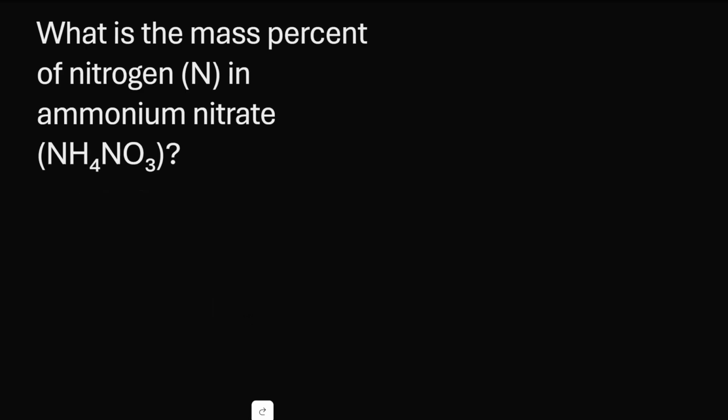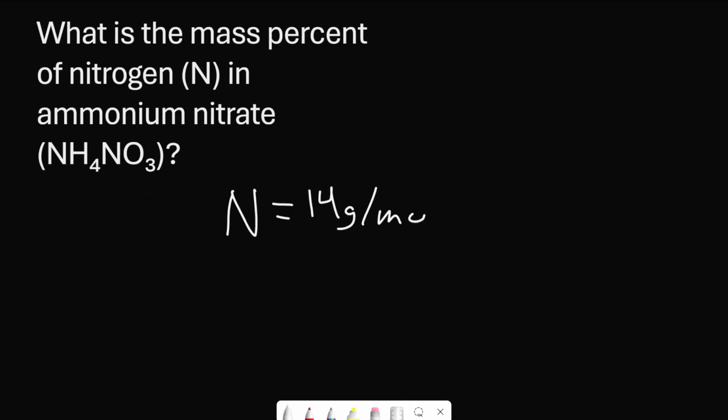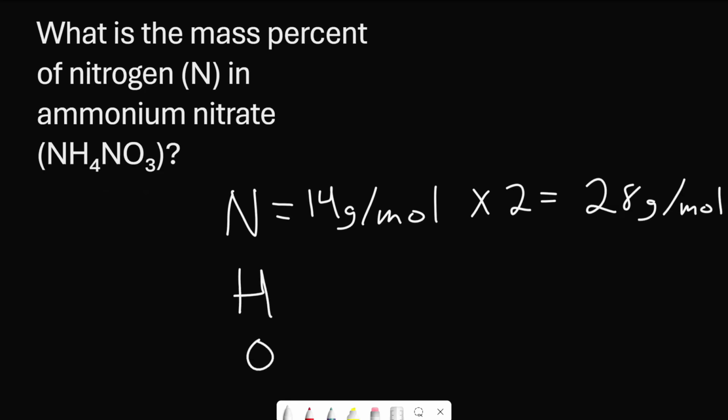Well, we're going to need the molar mass of nitrogen. So if we look at the periodic table, we'll see that the molar mass of nitrogen is approximately 14 grams per mole. And if we have two of those atoms, then we'll start by saying that there is 28 grams of nitrogen. We just use the typical molar mass for this type of question. But then we have to take into account the remaining atoms that we have here. So we have hydrogen as well, and we also have oxygen, and we'll take those into account in a similar fashion.